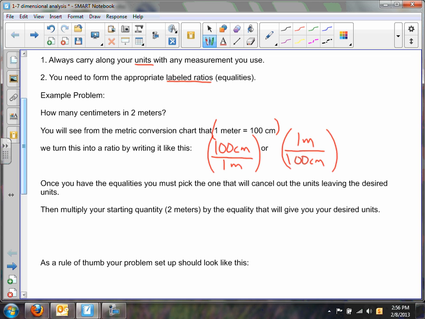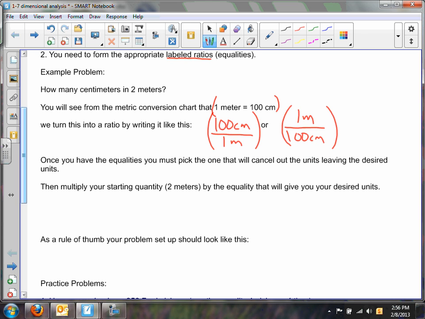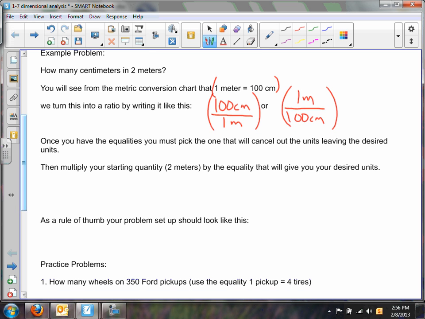They both represent 1 because they're the same thing. Same thing in the numerator and the denominator, so that factor is just 1. And when you multiply by 1, you don't affect the outcome of the number. So you just pick and choose the correct form so that units cancel out. So once you have the equalities, you must pick the one that will cancel out your units, multiply the starting quantity by the equality to get your answer.